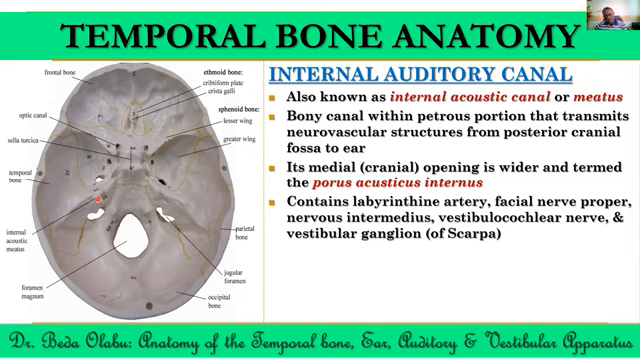So what enters through the porus acousticus internus? The contents of the canal. We have a labyrinthine artery, which is usually a branch of the basilar artery. You have the facial nerve proper, which carries motor fibers of the facial nerve, seventh cranial nerve. You have the nervus intermedius, which carries the parasympathetic and sensory components of the facial nerve. We have the vestibulocochlear nerve, which is the eighth cranial nerve, having both vestibular and cochlear nerve. And we have the vestibular ganglion along the path towards the end of the nerve, also located within the canal.